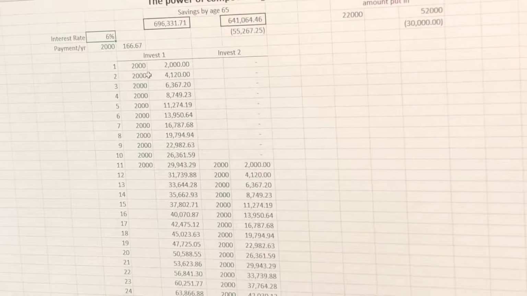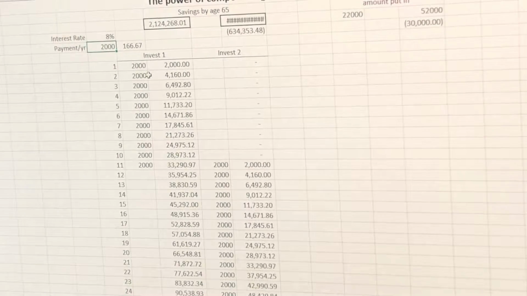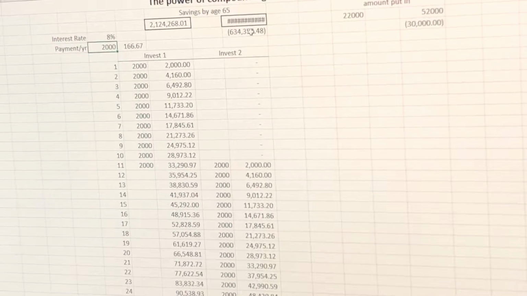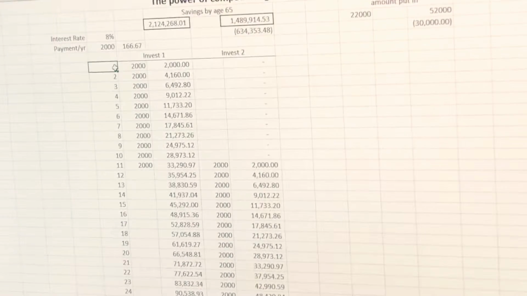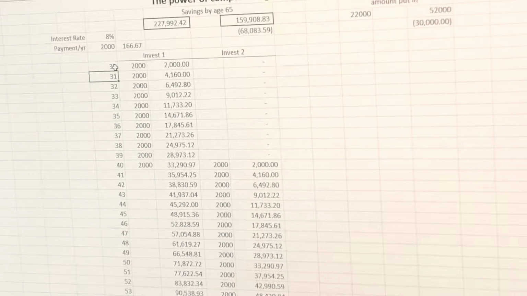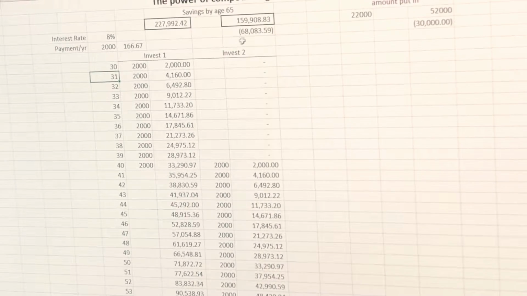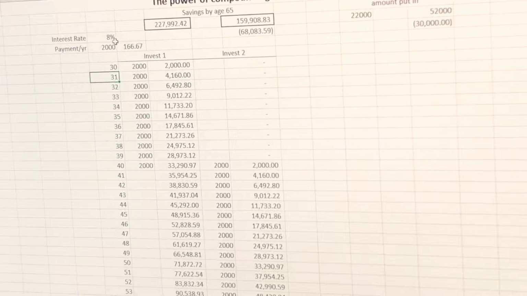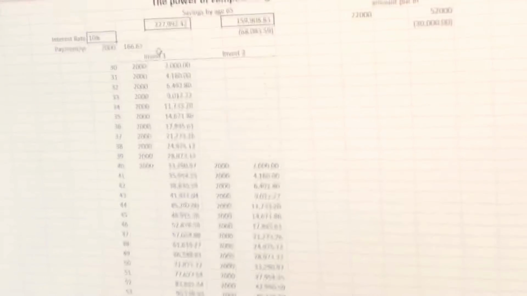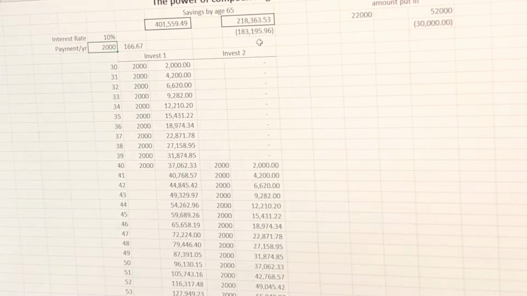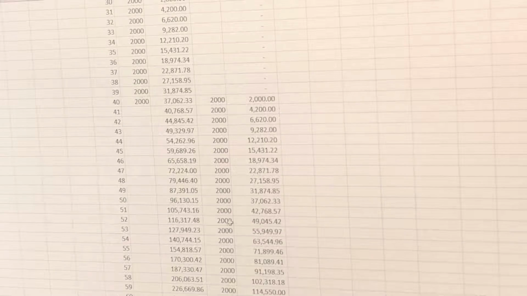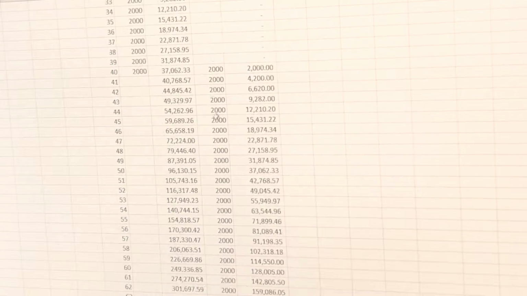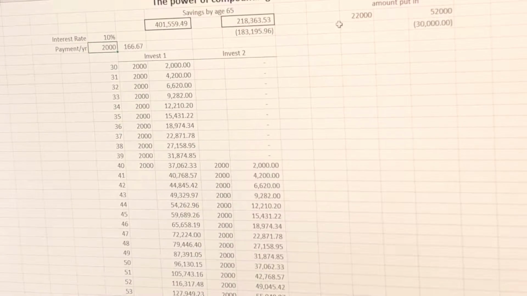If I put in 8%, you make way more. Let's go back to age 30 here. Yep, so you make way more the higher the percentage. $183,000 more. Even though you kept putting in more money, over here you were less committed.